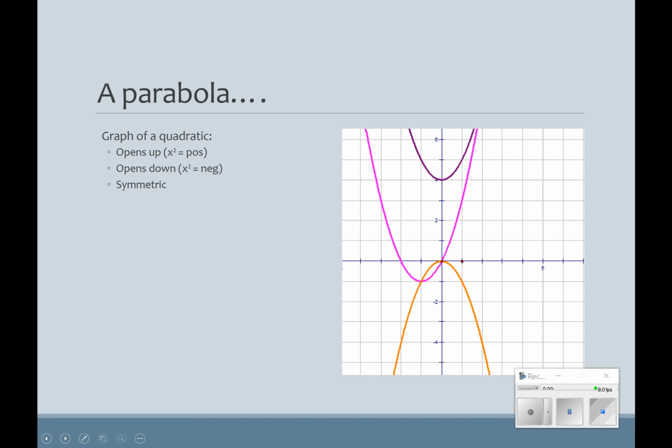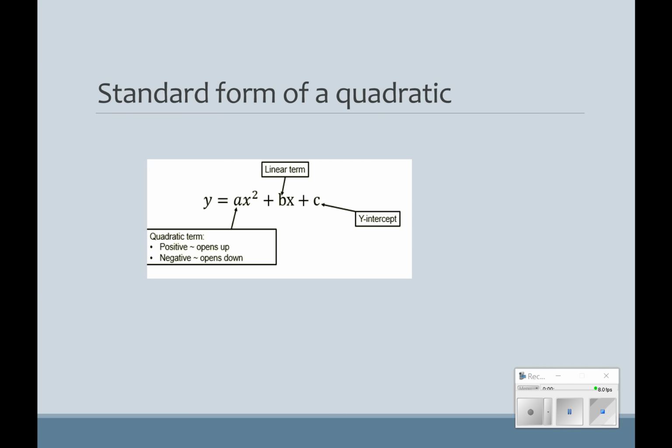So basically, these are all graphs of a quadratic. They open up if your x squared is positive, they open down if they're negative, and they're all symmetric, meaning we can fold it in on each other, on itself.